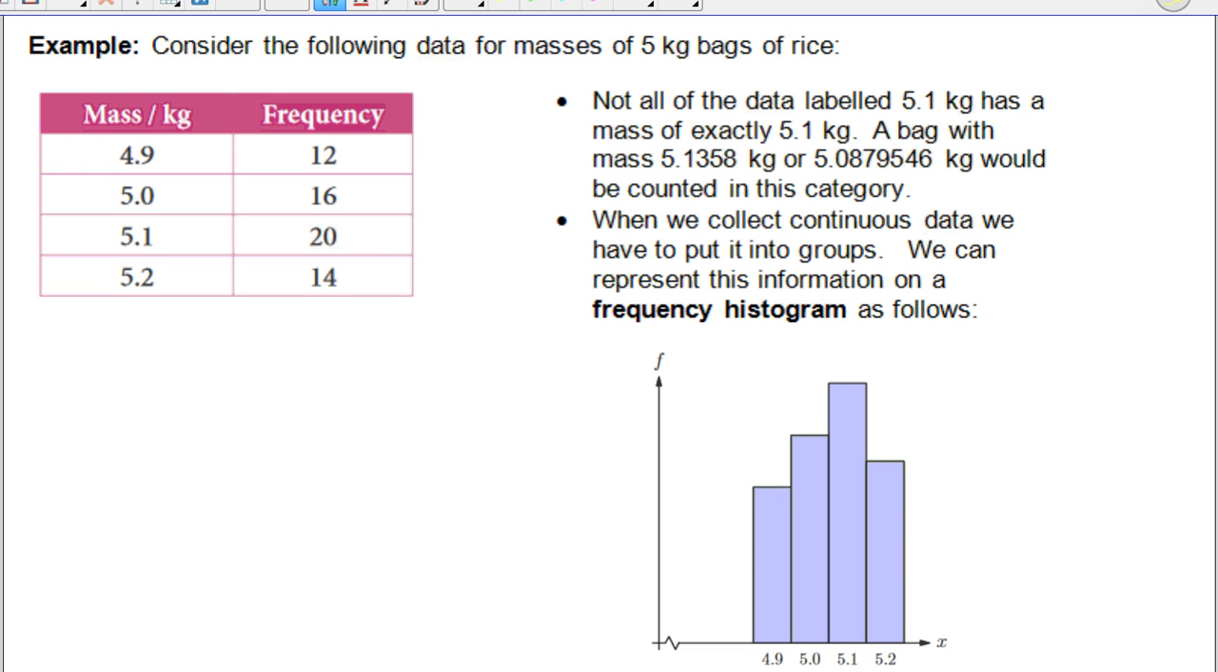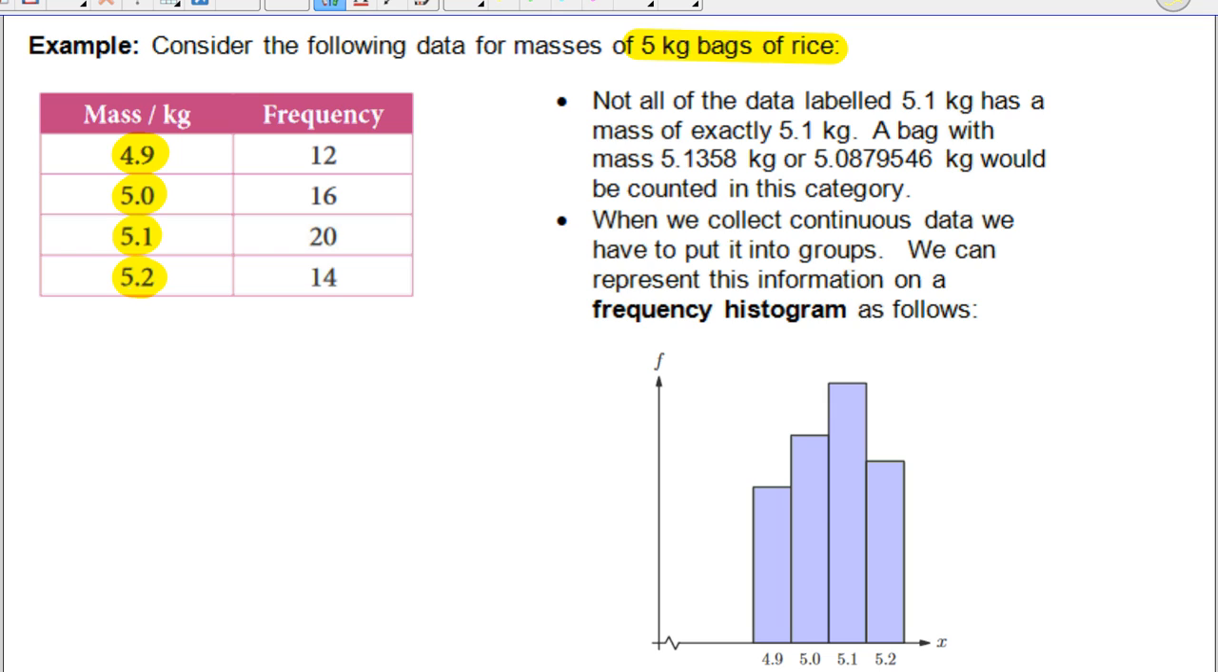So, here's an example. Consider the following data for masses of 5 kilogram bags of rice. You've gone to a grocery shop, for example, a marketplace, and you weigh all those 5 kilogram bags of rice, and then you group them. The ones that are 4.9, you count them, you find that they are 12. 5 kilogram exactly, you find that they are 16. 5.1, you find that they are 20. 5.2, you find that they are 14.